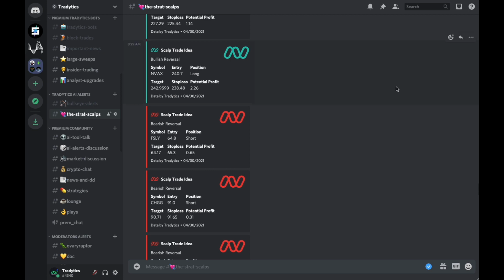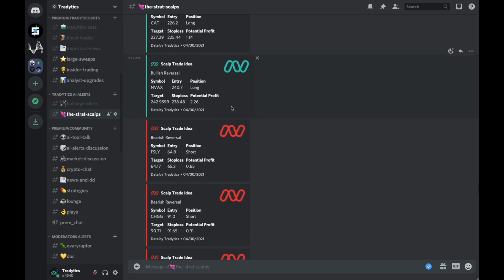So these were some of the scalps that were posted on April 30th. We are just going to go over some of these to see how we could have entered or how we could have actually left them. So this was, let's say, the first one. NVAX, the entry was at 240.7. The position was long, so buy shares or buy a call. The target was 242 and the stop loss was 238. Potential profits were $2.26 per share.